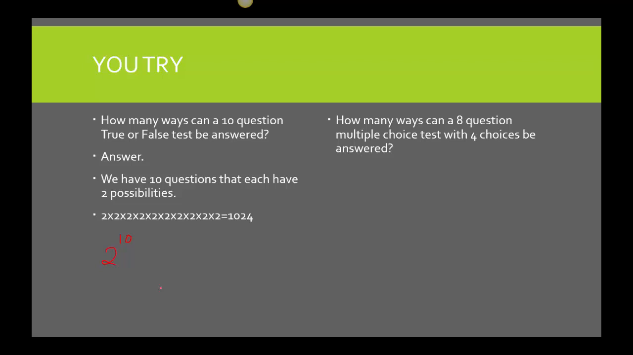I bumped it up a little on the second one by having 4 choices. So 8 questions sounds like 8 blanks, but each of those blanks has 4 choices. So this time I'm doing 4 to the 8th. So you could do 4 times 4 times 4, right? 8 times, or you could just do 4 to the 8th. And I get 65,536.